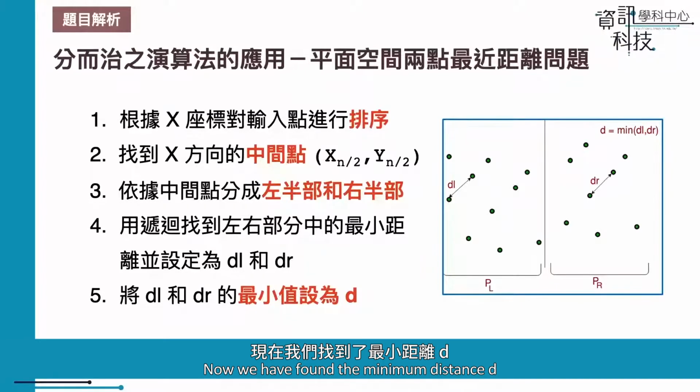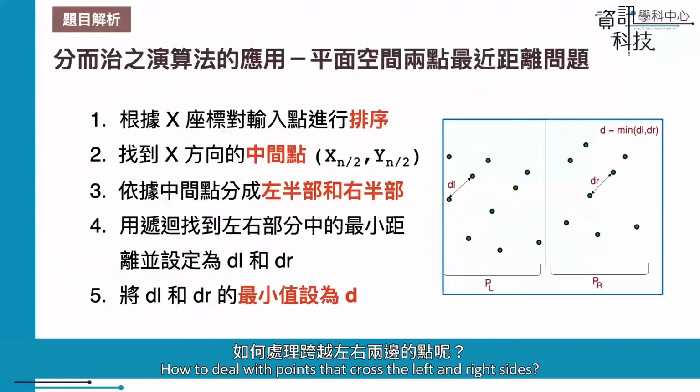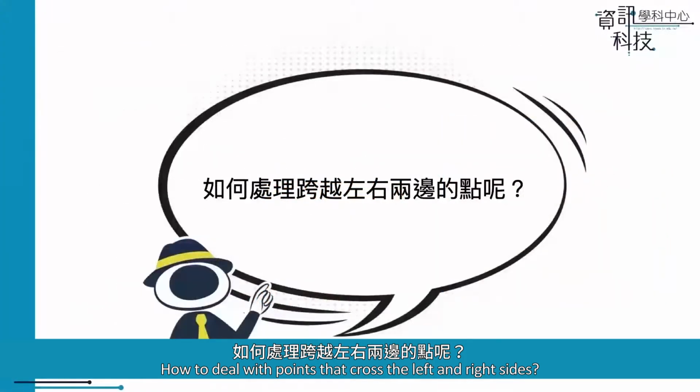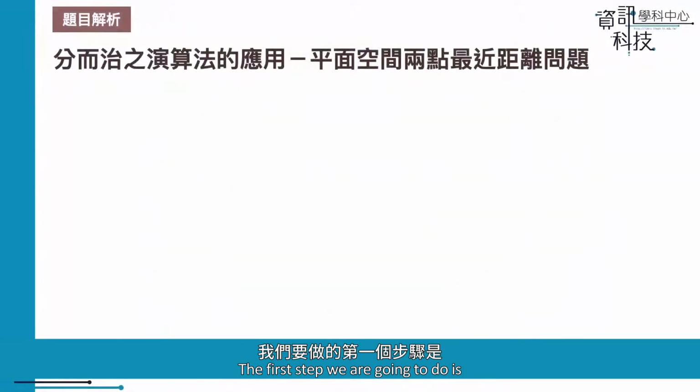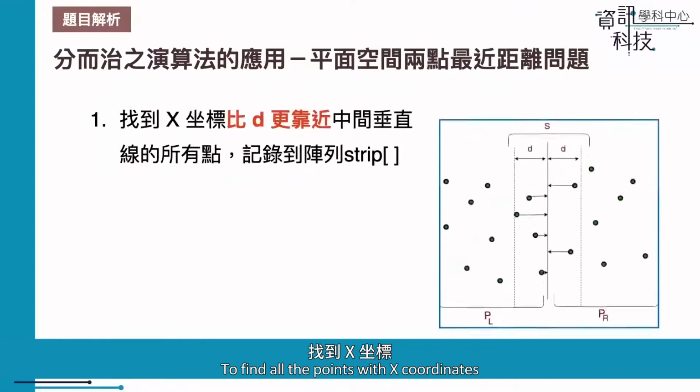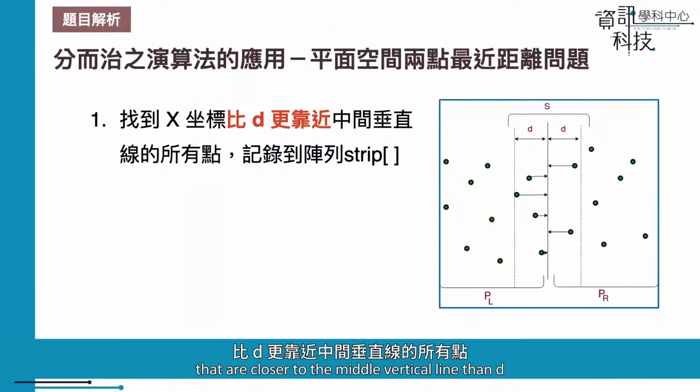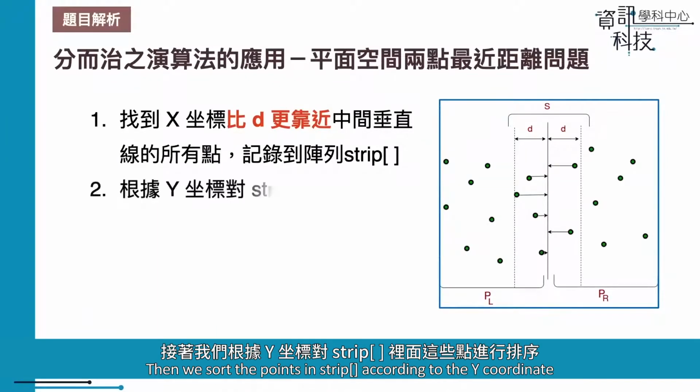Now we have found the minimum distance d, but there is one more condition to consider: how to deal with points that cross the left and right sides. The first step we are going to do is to find all the points with x-coordinates that are closer to the middle vertical line than d and record them in the array strip. Then we sort the points in strip according to the y-coordinate.